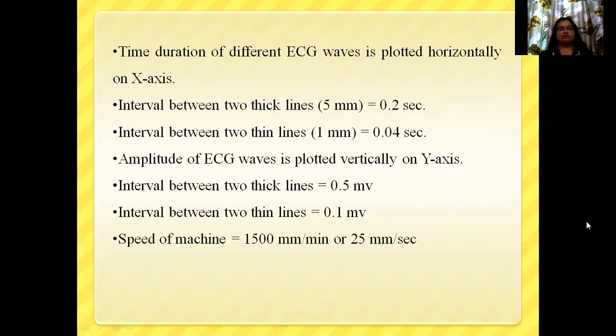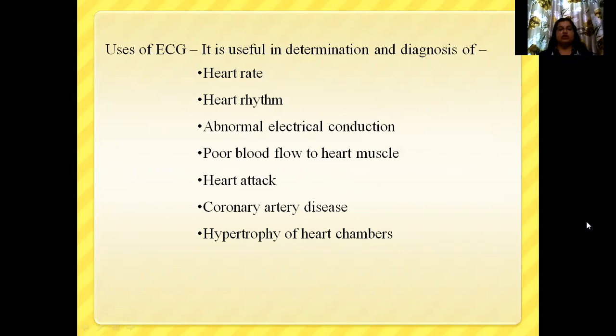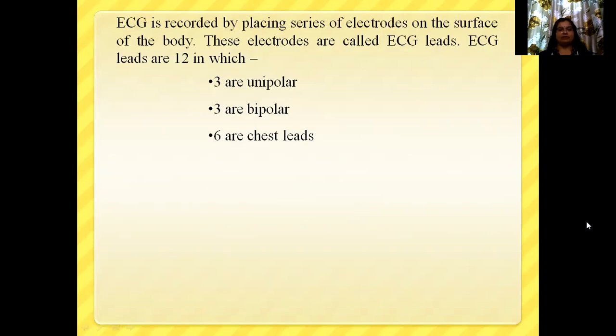Amplitude of ECG waves is plotted vertically on the y-axis. Interval between two thick lines is 0.5 millivolt and between two thin lines is 0.1 millivolt. Speed of machine is 1500 millimeter per minute or 25 millimeter per second. Use of ECG: it is useful in determination and diagnosis of heart rate, abnormal electrical conduction, poor blood flow to heart muscle, heart attack, coronary artery diseases, and hypertrophy of heart chambers.